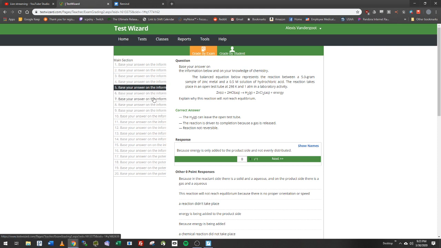Awesome. Okay, number 5. Explain why this reaction will not reach equilibrium. So, there are things that I accepted that are clearly on the key, and then there's things that I accepted that were not on the key.